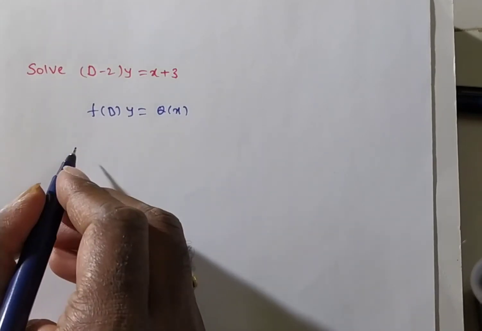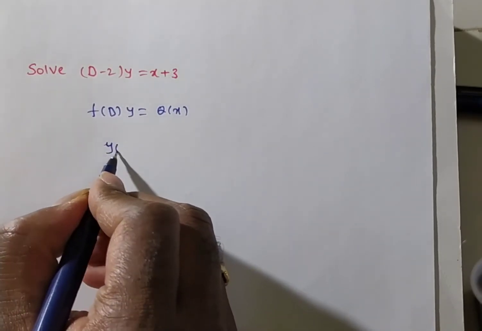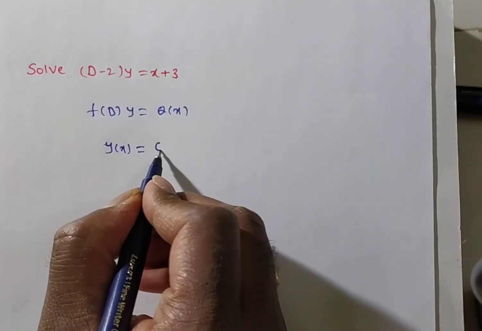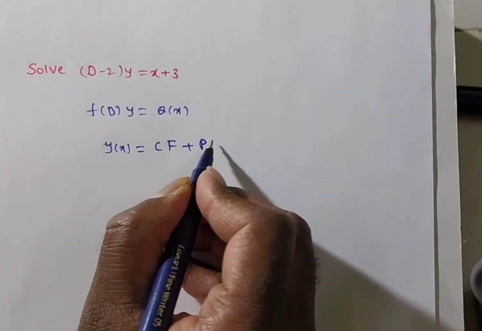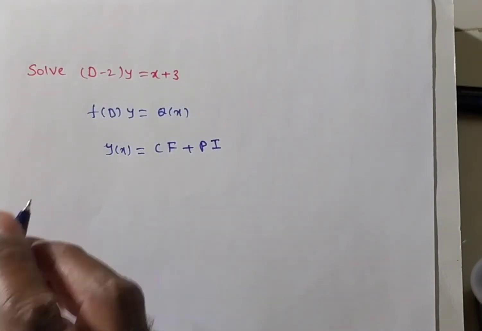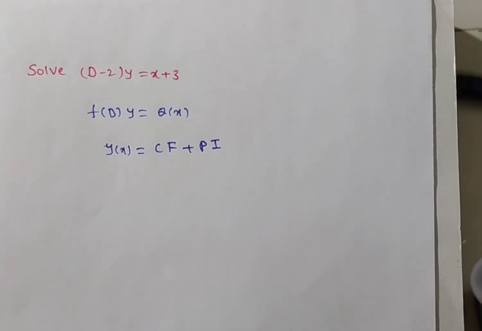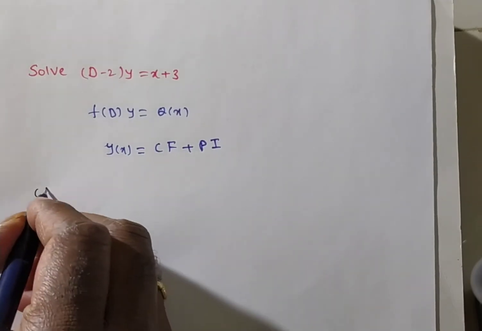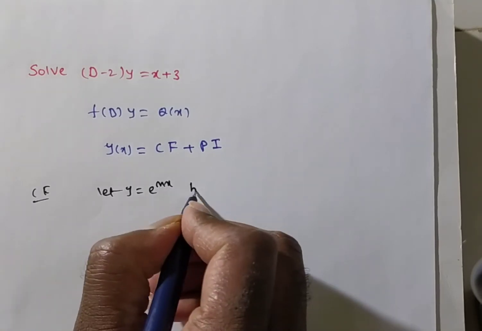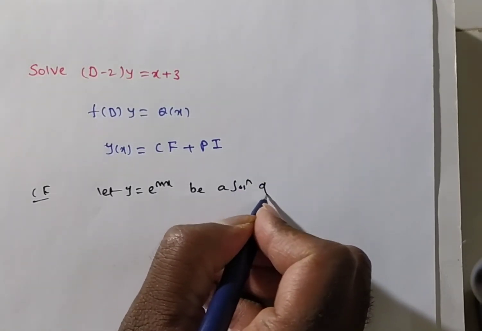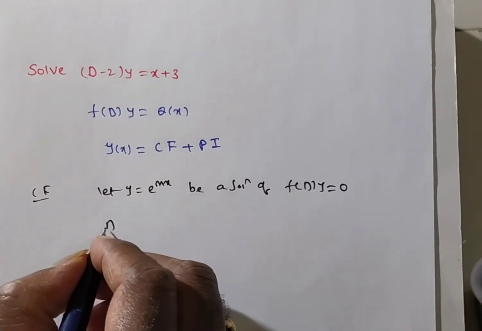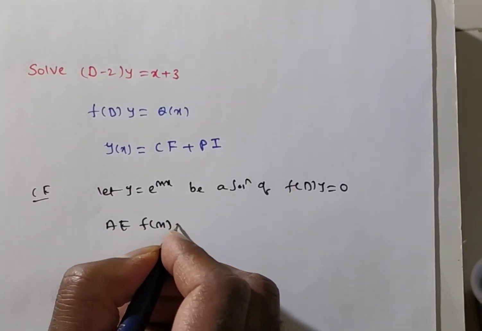Now the solution of f(D)y = Q(x): we have y(x) equal to the complementary function plus the particular integral. So first we have to find the complementary function. How to find it? Let y = e^(mx) be a solution of f(D)y = 0. Then the auxiliary equation is f(m) = 0.